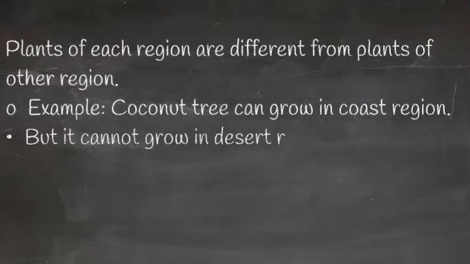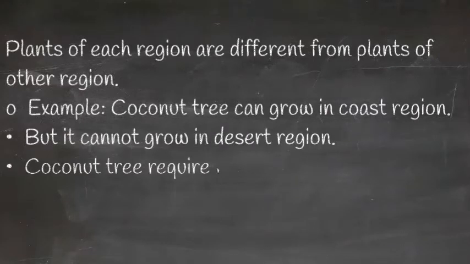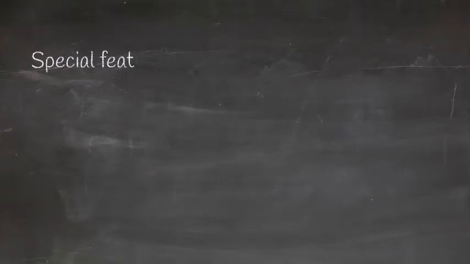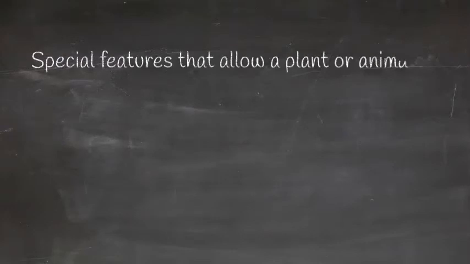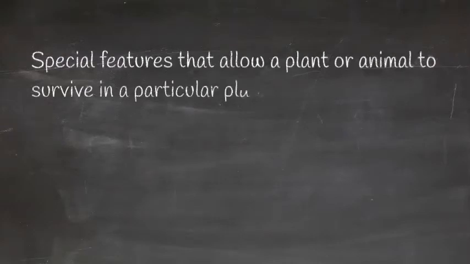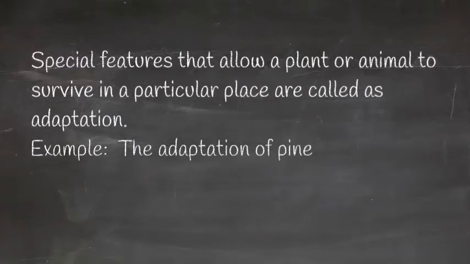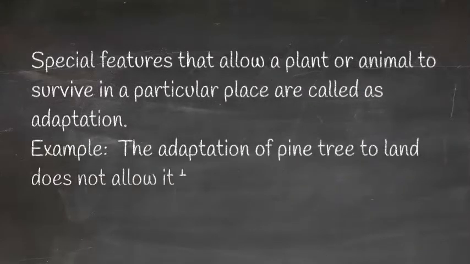Example, a coconut tree can grow in the coast region, but it cannot grow in the desert region. A coconut tree requires a lot of water to grow and to produce coconut. Special features that allow a plant or animal to survive in a particular place are called adaptation. Example, the adaptation of a pine tree to land does not allow it to grow in water.